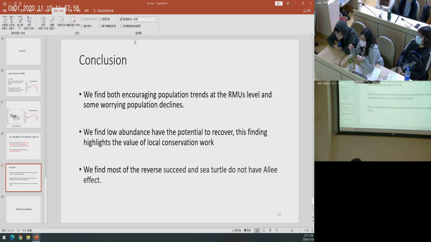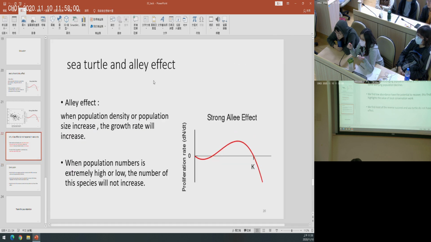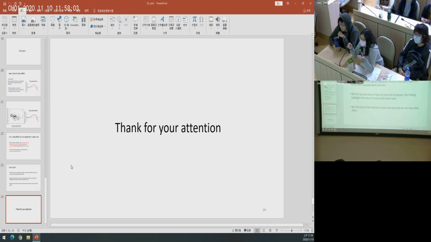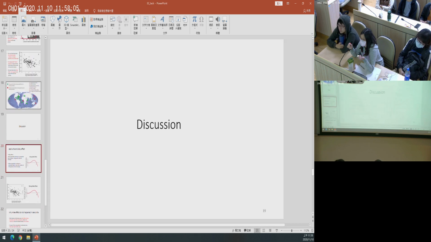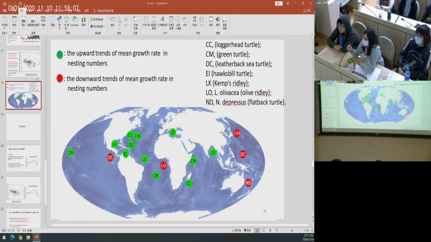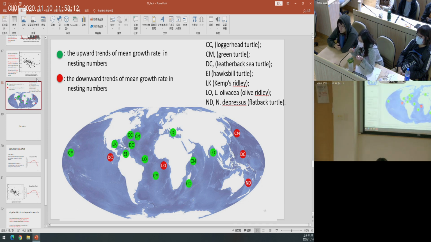This is their population trend, and it is shown on this page. And what is the relationship between this and your Allee effect? What relationship is there between this map and the Allee effect?